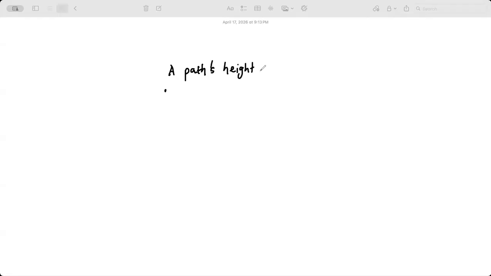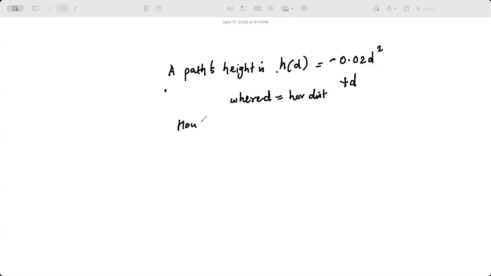The path's height is h over d, equals H of D, equals negative 0.02 d squared plus d, where d is horizontal distance. The question is: how far has the object traveled horizontally when it hits the ground?